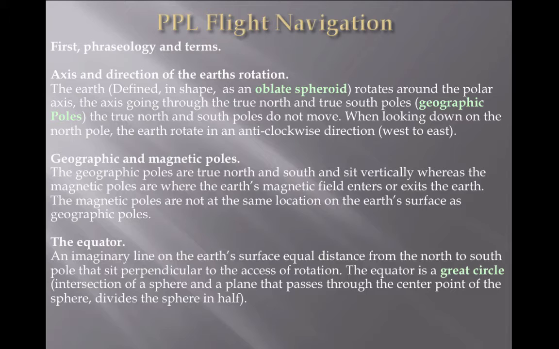On parallels of latitude, the equator is the only great circle, whereas in meridians of longitude, they are all great circles.